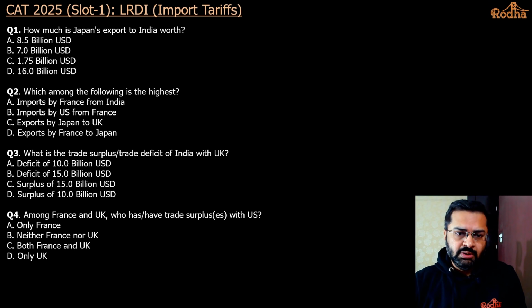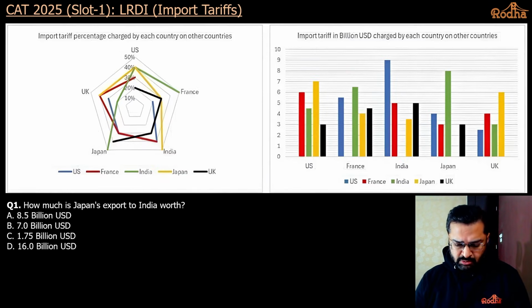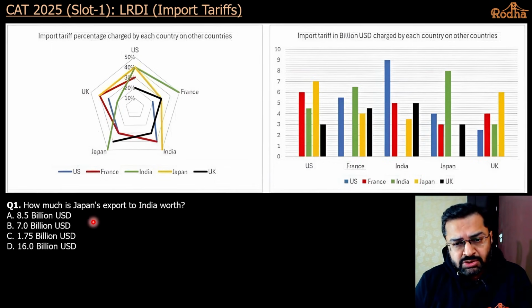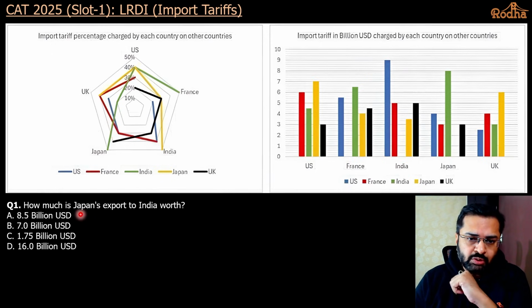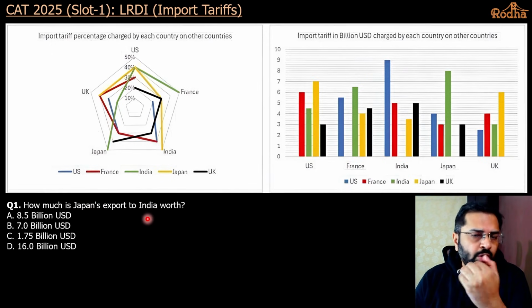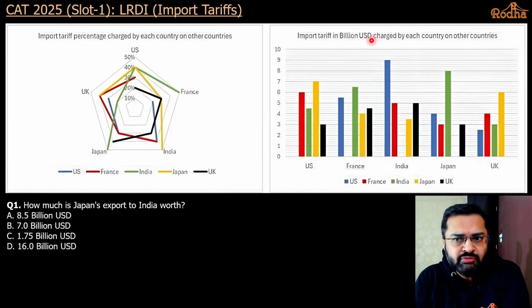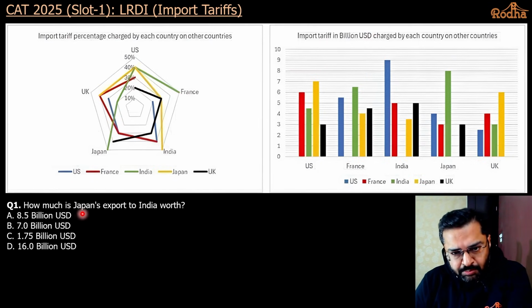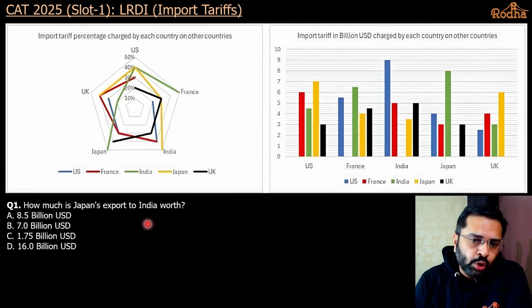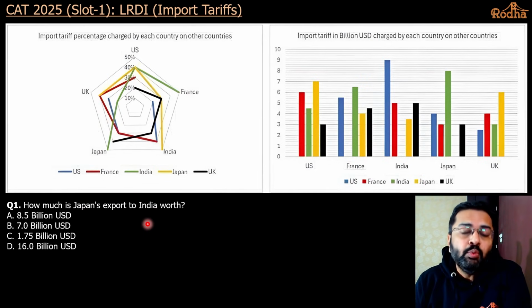These are 4 different questions. This is a very, very simple one. What does it say? How much is Japan's export to India worth? Now, as I already said, they're talking about Japan's export to India. If it's Japan's export to India, how would you think of India's imports from Japan? We can think of it like that because everything is given in terms of importers, right? So Japan's export to India can be thought of as India's imports from Japan.